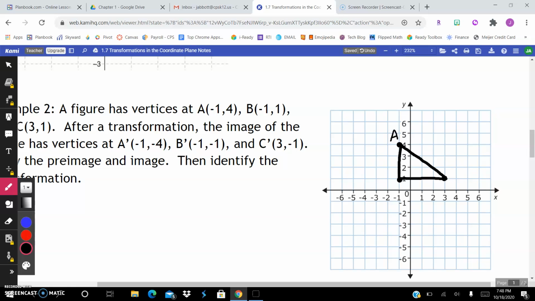And I'm going to label them. This was A, B, and C. And now we're going to plot the image, so the new points, and I'll do those in red. And those are at -1, -4, -1, -1, and 3, -1.